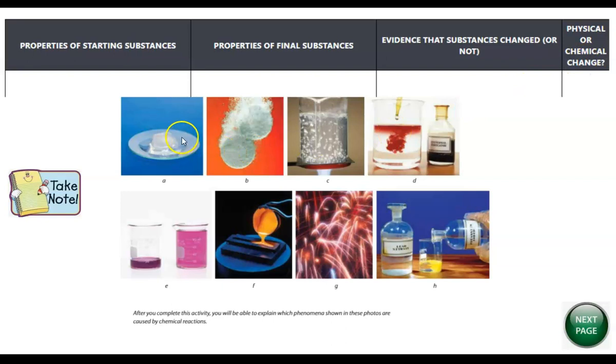So as a class, we'll go through here and label each one of these, identify in which column they will fall in, and whether it was a physical or chemical change. So if you are not in class, you will need to make sure you do this on your own, and if you need extra support, please see the teacher.